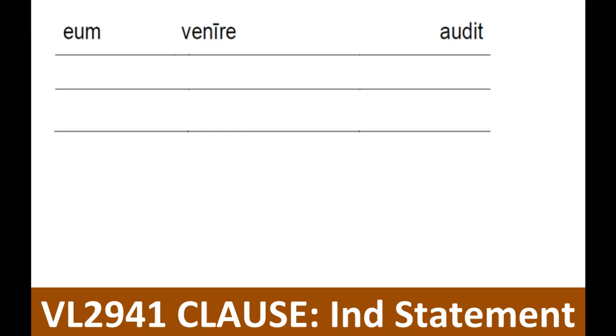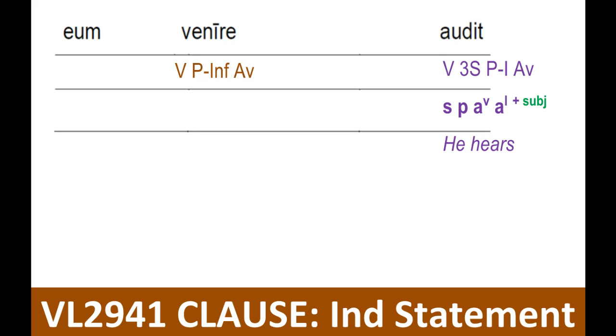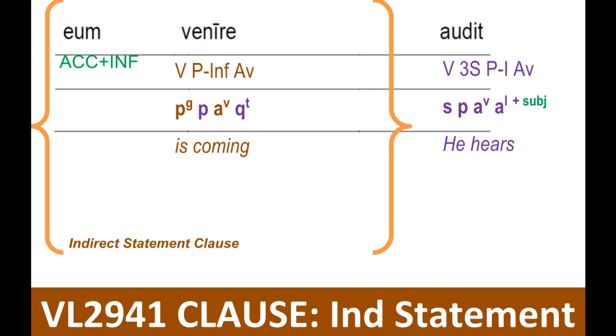Let's play with it. So, audit, hears. Who hears? Well, he, subject phrase found there. Hears what? We look for the infinitive, and there it is. If the tense of audit is present, so is the tense of the translation of the indirect statement clause. It's quotative because it's an indirect statement clause. Is coming or comes. Who comes? The accusative plus infinitive subject phrase.